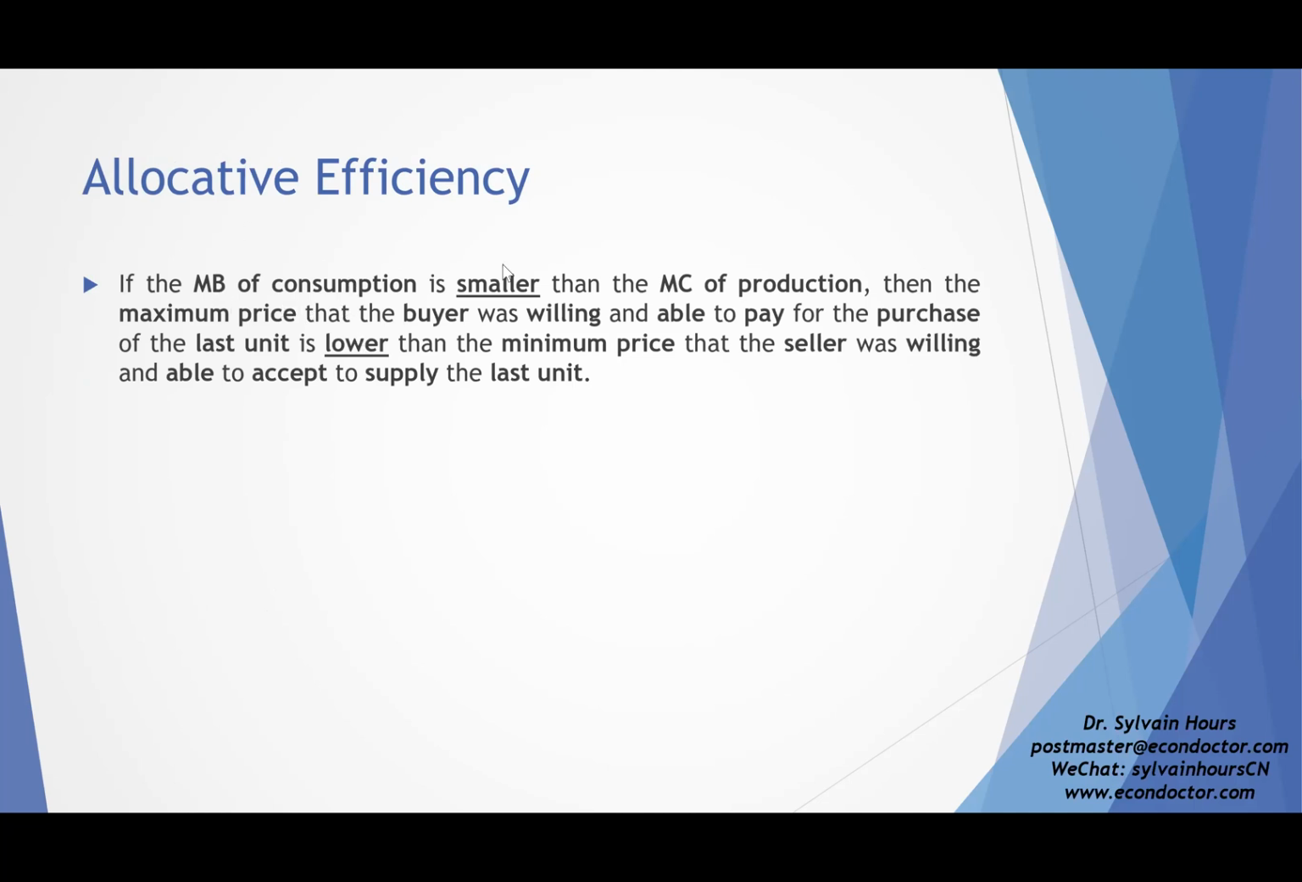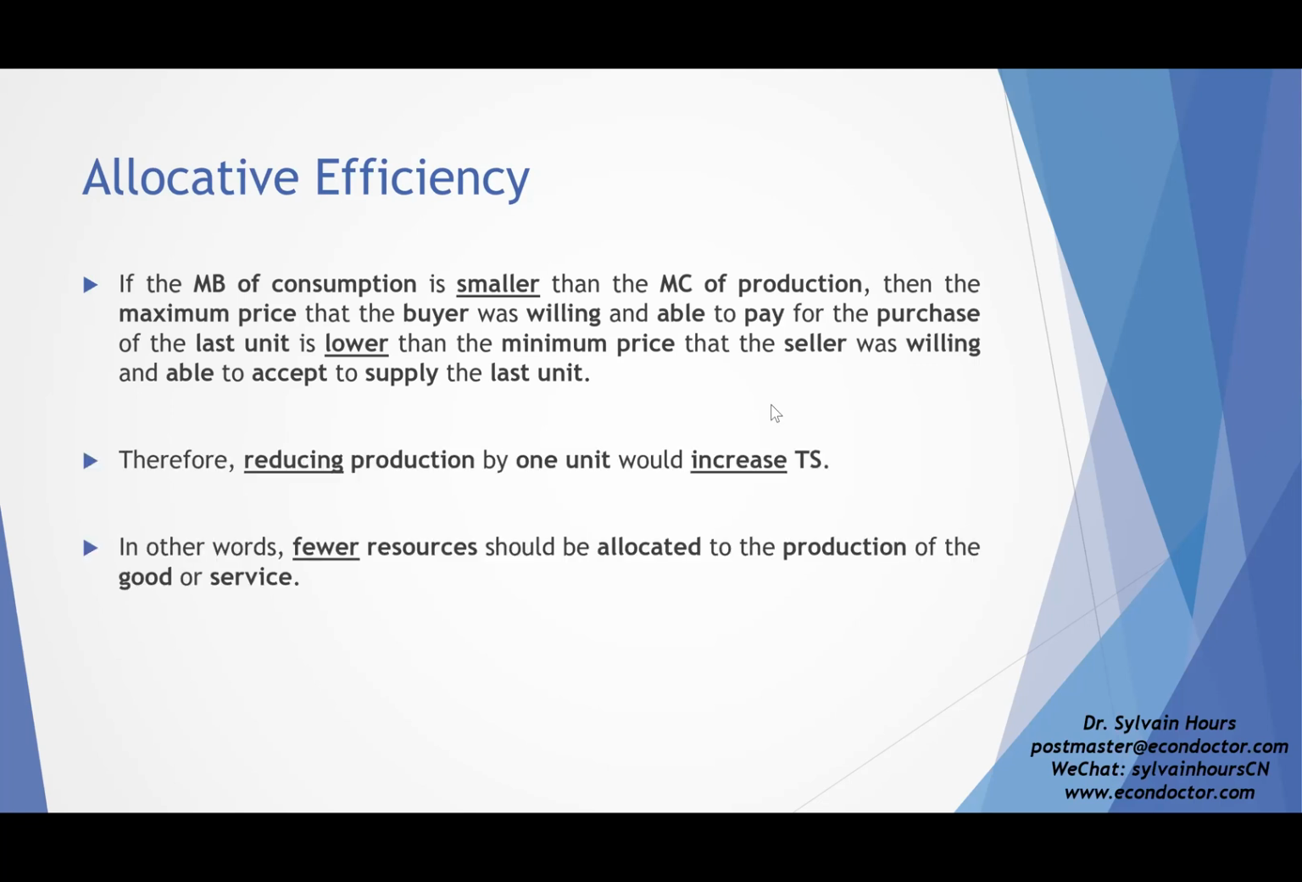And then you can consider the other way around. What if the marginal benefit of consumption is smaller than the marginal cost of production? How do we interpret this? This means that the maximum willingness to pay is less than the minimum willingness to accept. So in this case, we should allocate fewer resources to produce less. This is how we would increase total surplus. So this would be a case of an over provision. And if we want to increase total surplus, we should produce less.